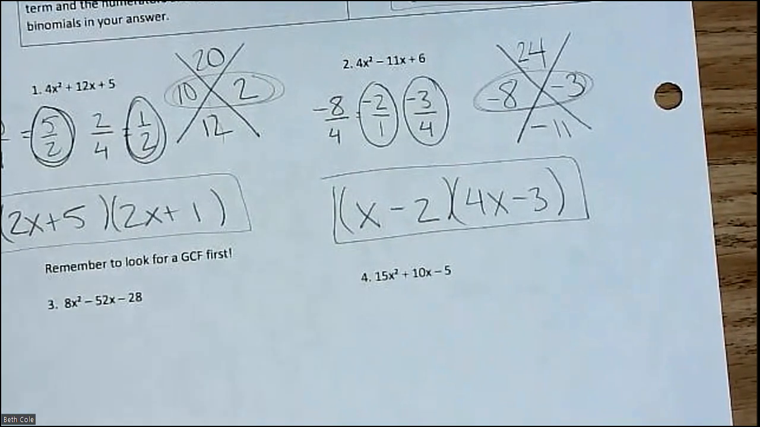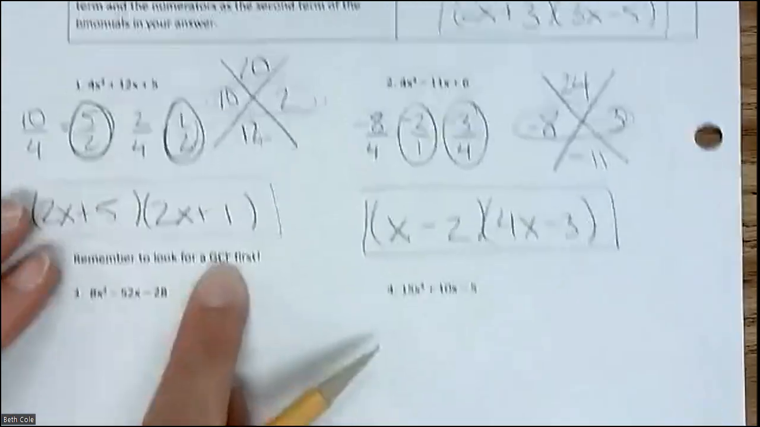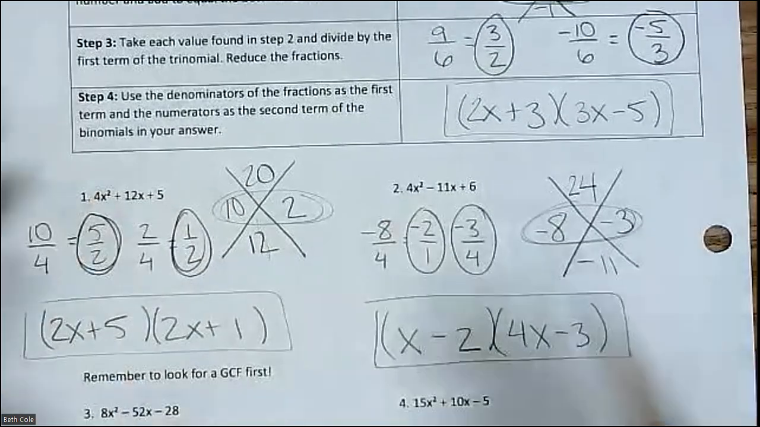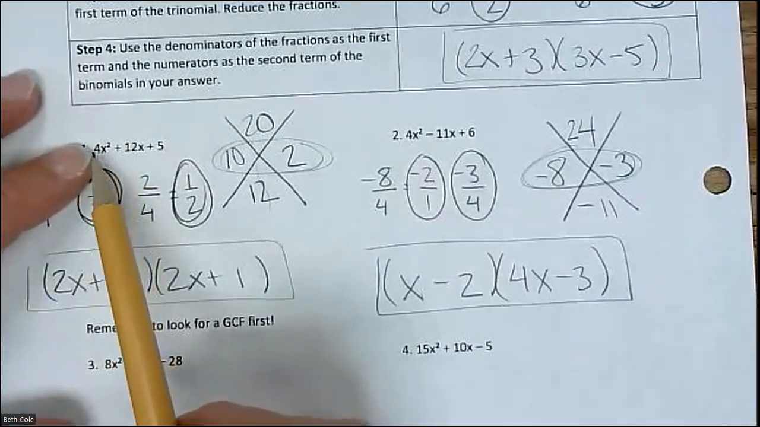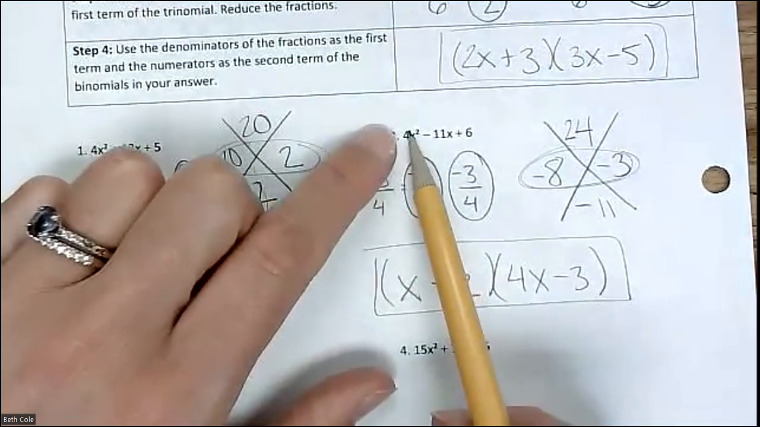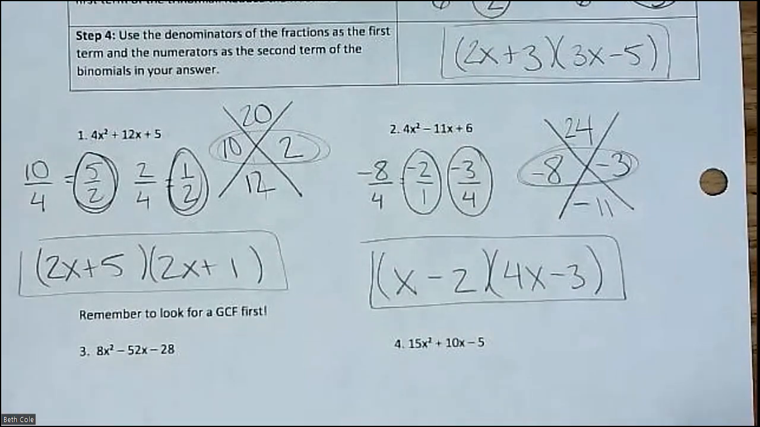Now, sometimes it's a 2-step problem and you have to take out a greatest common factor first. Hey, Miss Cole, why didn't we take out a greatest common factor in these? Well, look, can you take 4 out of all 3 of these? No, 4 won't go into 5. Can you take 4 out of all of these? No, the reason we didn't do it is because it won't work.